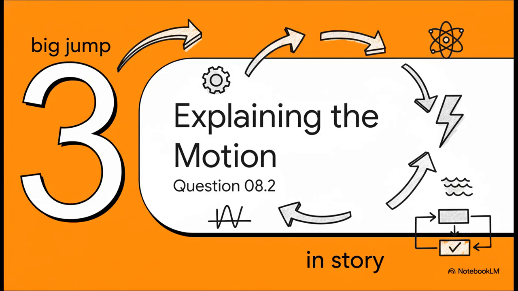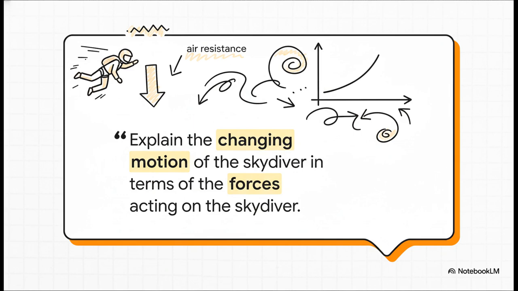All right, now for the big one, the 4-mark explanation question. This is where you really get to show what you know by telling a logical story with the right physics terms. The question wants us to explain the changing motion, and we have to do it by talking about the forces. The key words there are changing motion and forces. You've got to connect them. It's all about connecting the dots. Why is the skydiver's speed doing what it's doing on that graph?